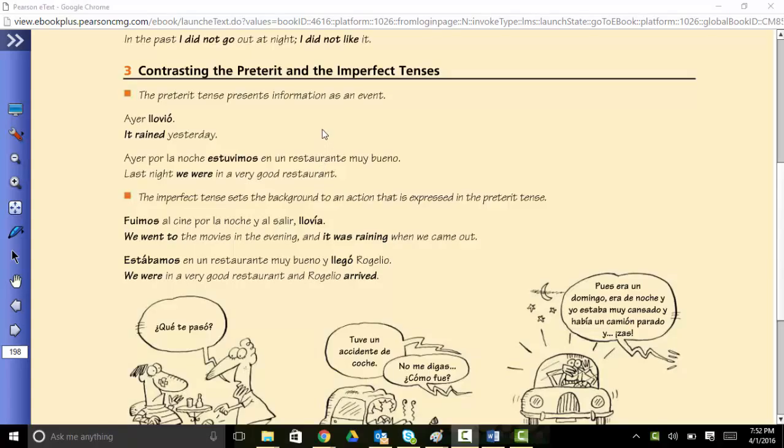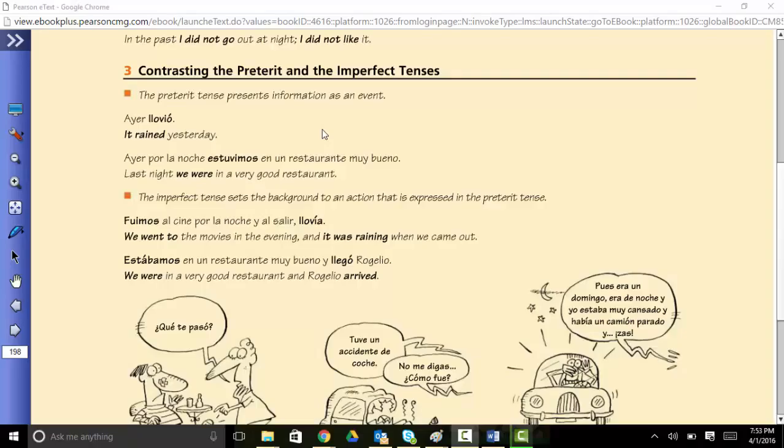Okay, so now we just need to go through and talk about when you use the preterite and when you use the imperfect. I'm just going to go over what your book says and look at what another book says, and then I'm going to give you some tools that I think may help you most easily figure it out. So the preterite tense presents information as an event.